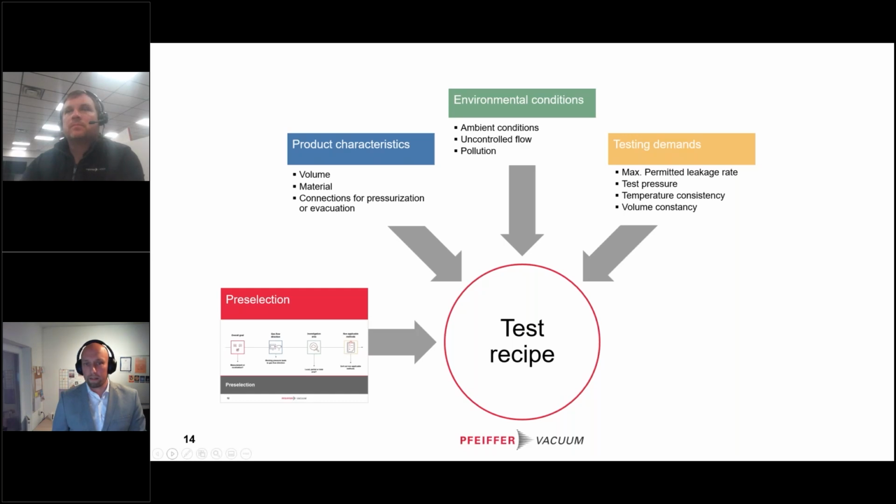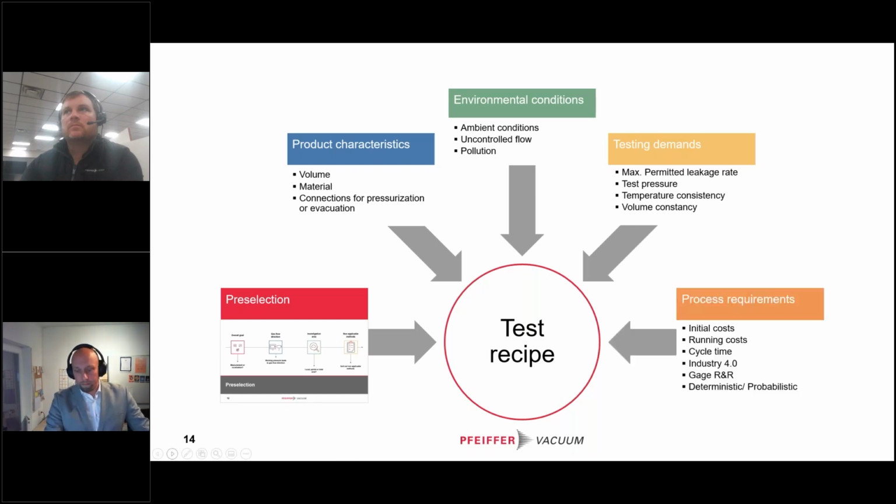And for air-based techniques, the temperature consistency and the volume constancy is very important, as these really have an influence on the measurement result. We'll show you later in one example we have prepared for you. And last but not least, process requirements we also have to consider while designing a test recipe in the end. It's initial cost, running cost, cycle time, Industry 4.0 requirements, gauge R&R capability, deterministic or probabilistic measurement method.